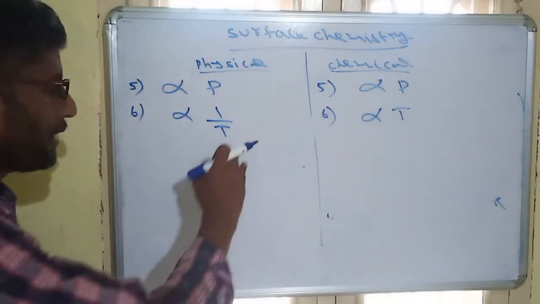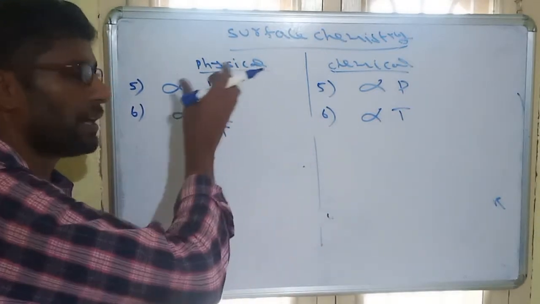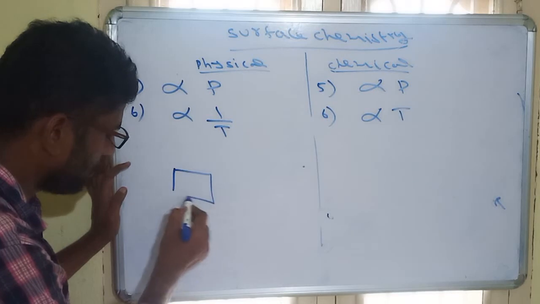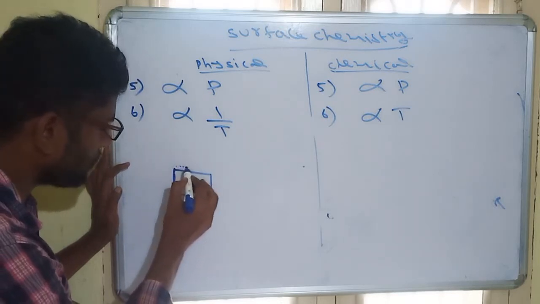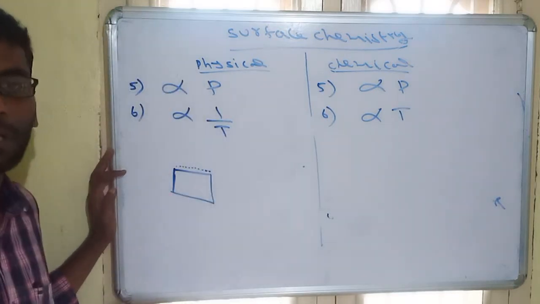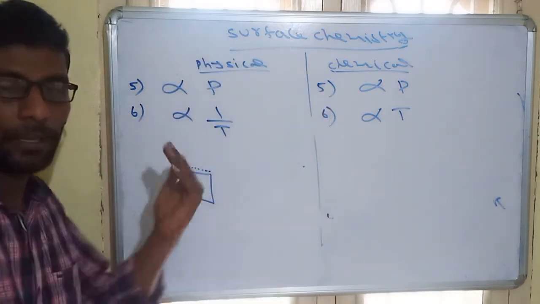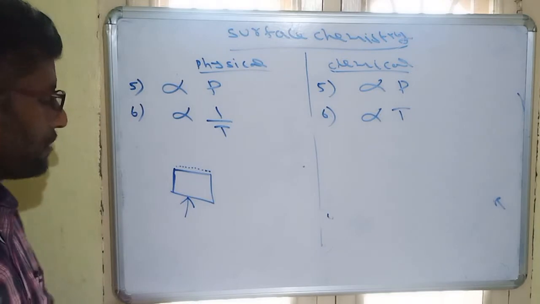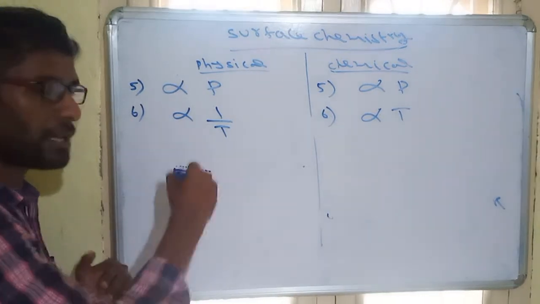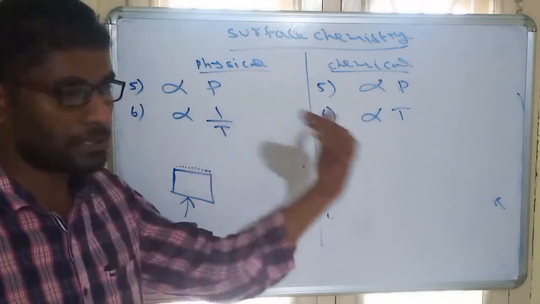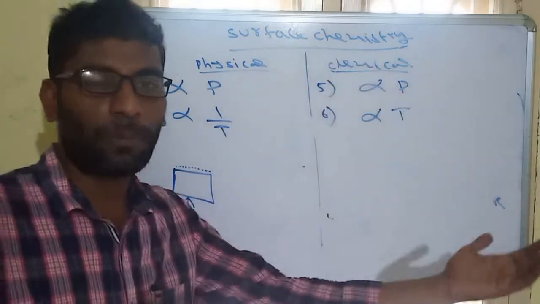That means when temperature is increasing, physical adsorption will decrease. For example, see this: on this solid surface some vapor particles are there. On heating, these particles will evaporate. That means adsorption is decreasing. That's why temperature decreases adsorption. But in chemical adsorption, when heating takes place, adsorption will increase more.